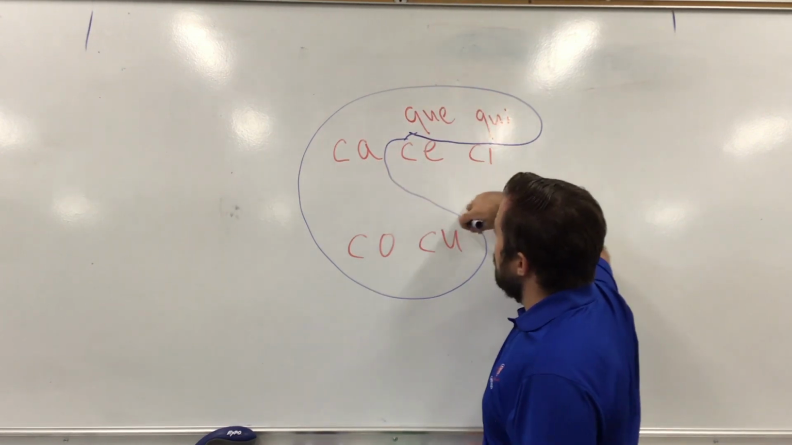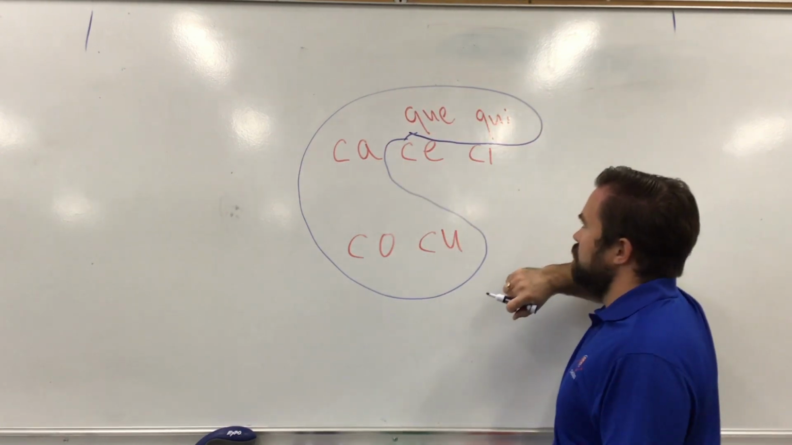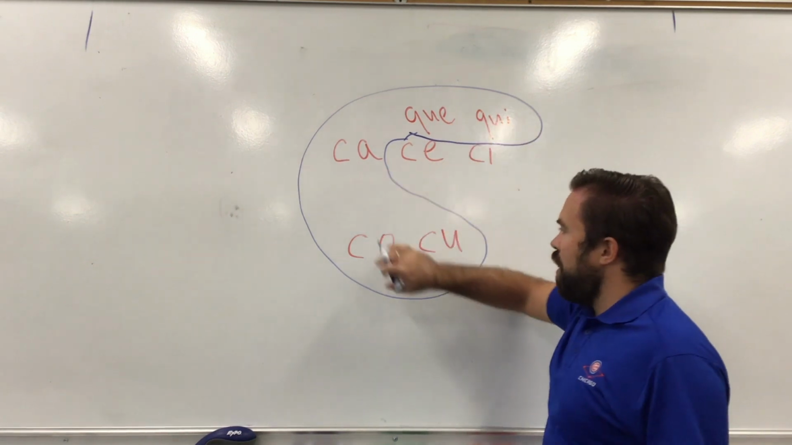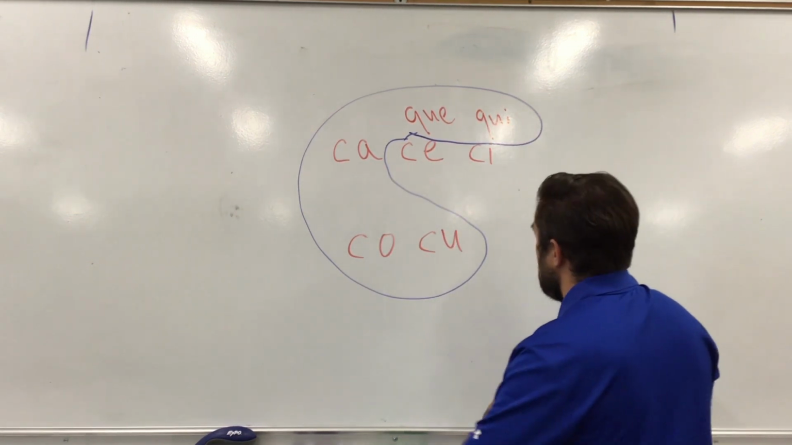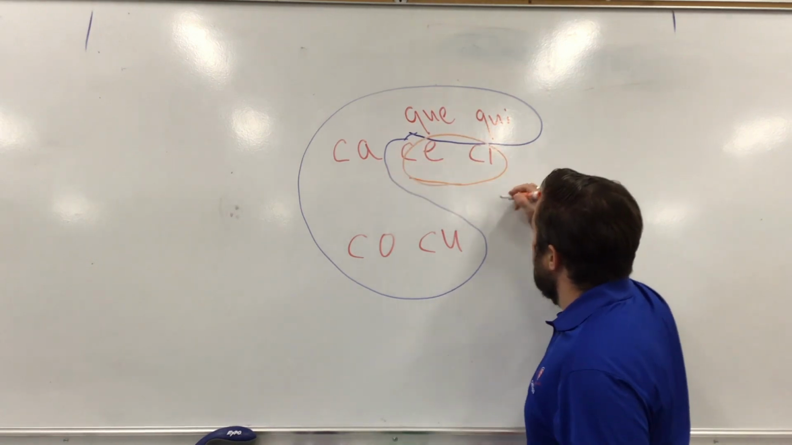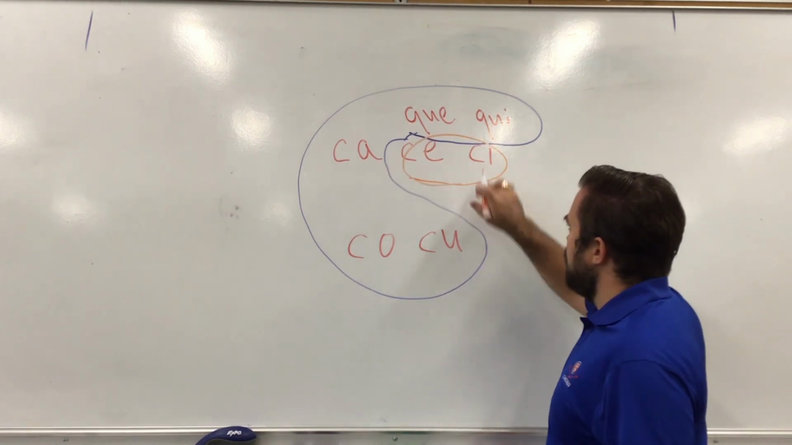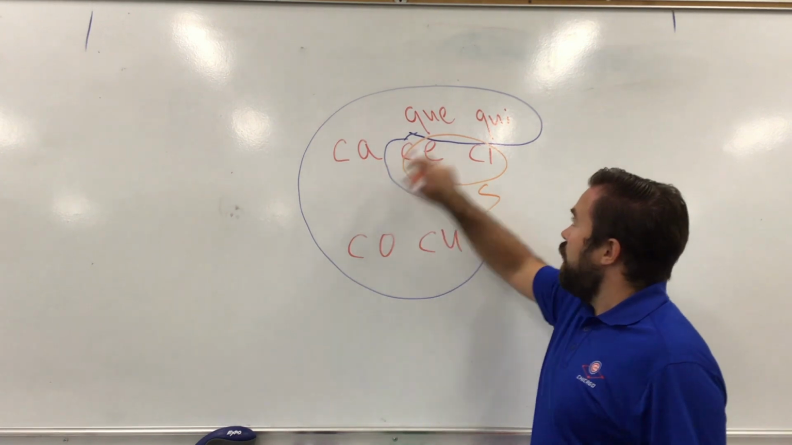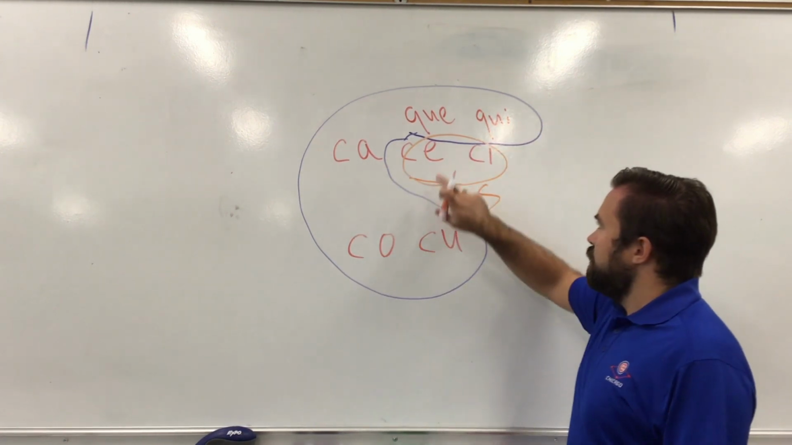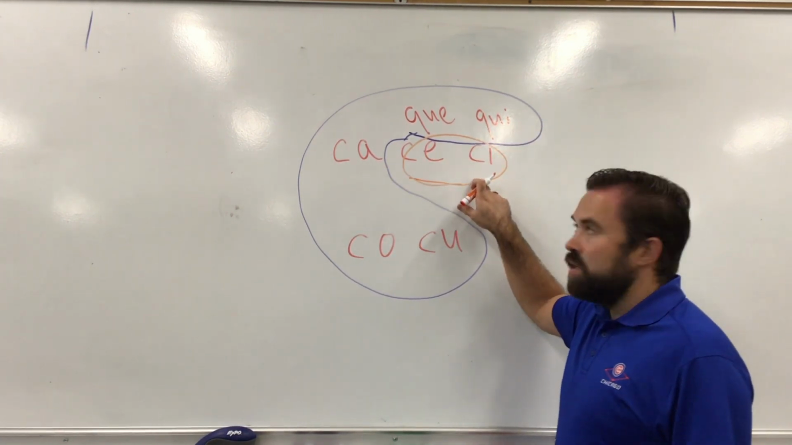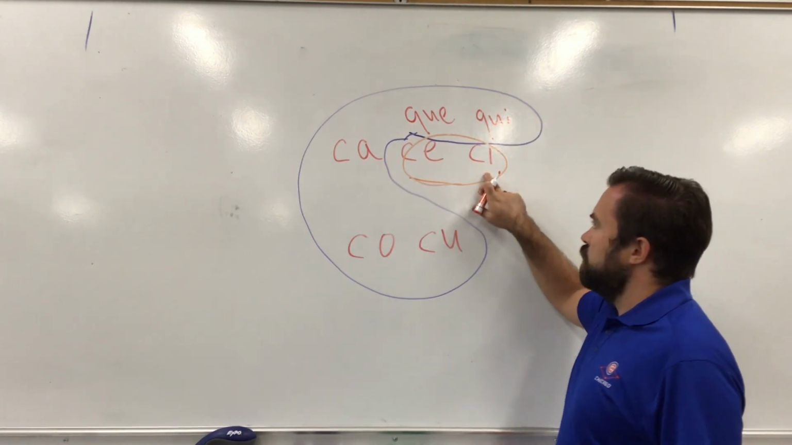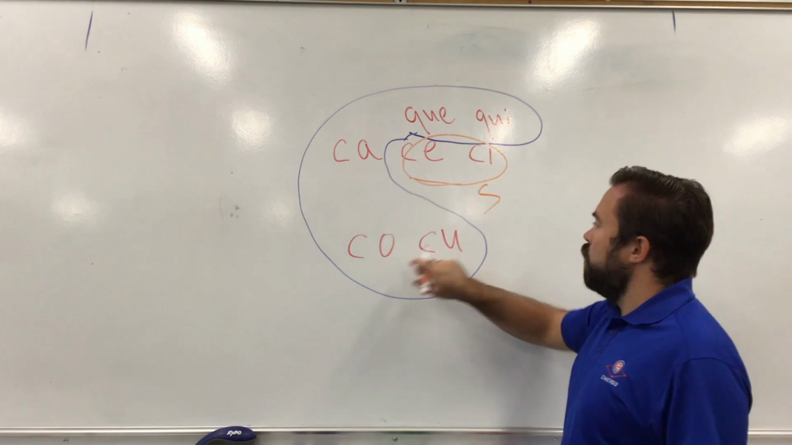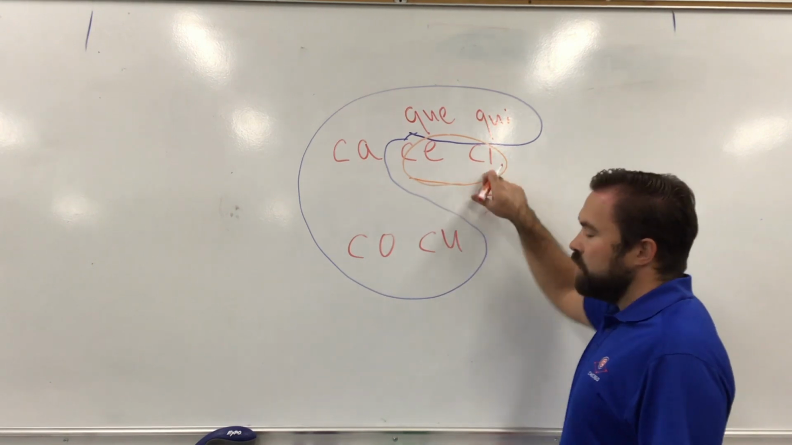Okay, these ones are pronounced with the k sound: que, qui, ca, co, cu. But these ones are with the s sound, ce and ci. Ca, que, qui, co, cu, ce, ci.